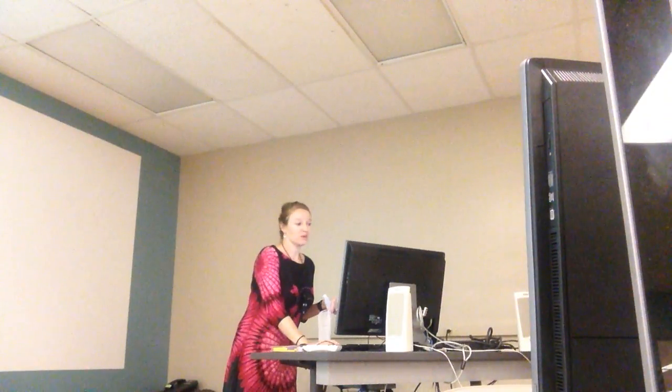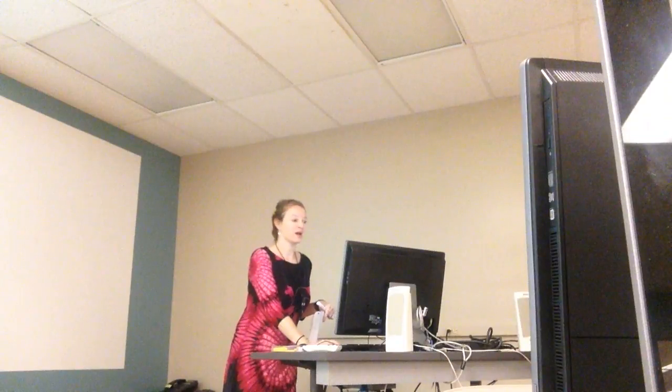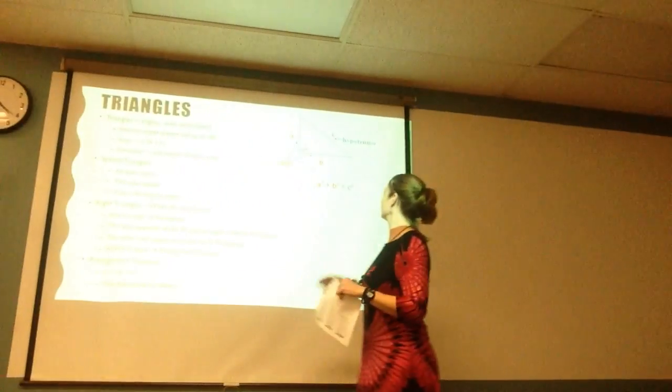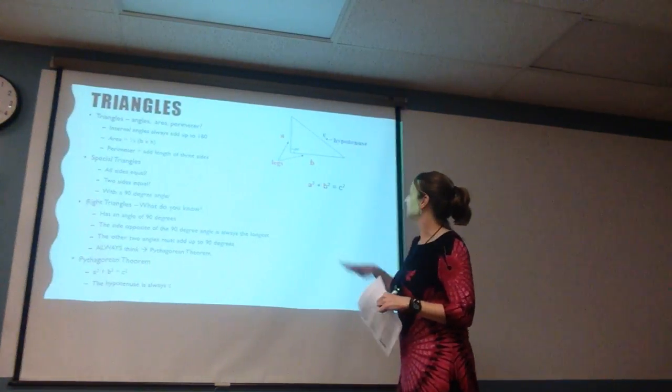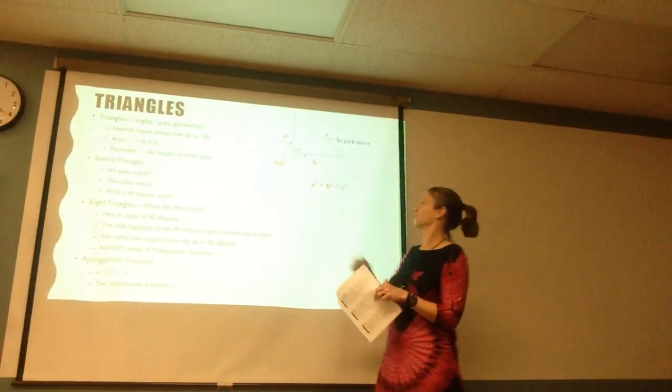Pythagorean theorem, we already talked about it. It is a squared plus b squared equals c squared. The hypotenuse is always c, and this is what it looks like. It doesn't matter if you switch the a and b around. This is how you find the third length when you know two lengths.